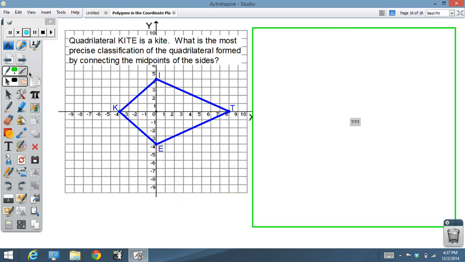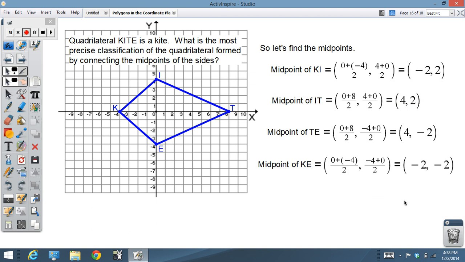Finally, our last problem says we've got a kite, and we called it KITE. What is the most precise classification of the quadrilateral formed by connecting the midpoints of the sides? Well, we better find the midpoints of the sides. So pause. Here comes the answer.